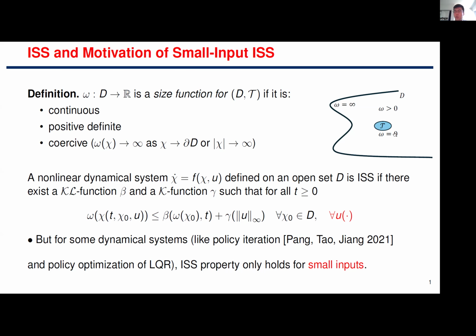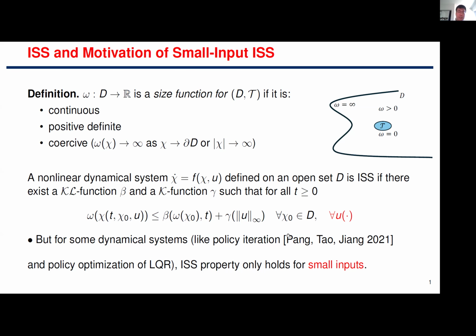Here I also wanted to mention that for a gradient system, this target set is a stationary point. But for a general nonlinear dynamical system, this target set is usually an invariant set of the unforced dynamical system. So I will recall the definition of ISS, which tells us that the trajectory of the state would tend to the neighborhood of this invariant set, and the size of this neighborhood depends on the magnitude of the noise, right? The U is our noise. Usually ISS holds for any initial condition and for any arbitrary input U.